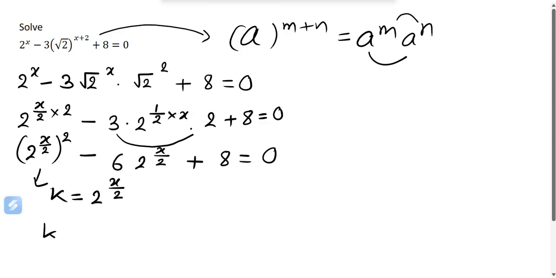So here it becomes k squared minus 6k plus 8 is equal to 0. So we assume this is the value of k. That's why it's 6k. And this is the value of k, that's why this is k squared.